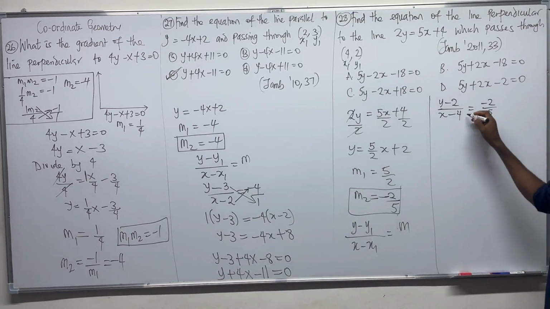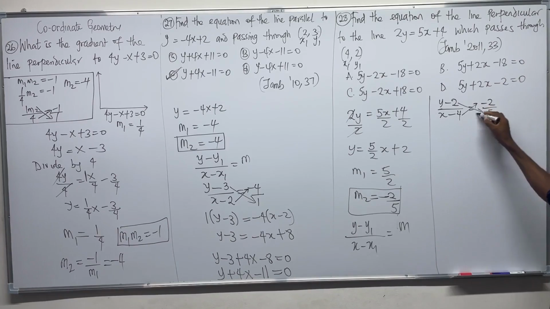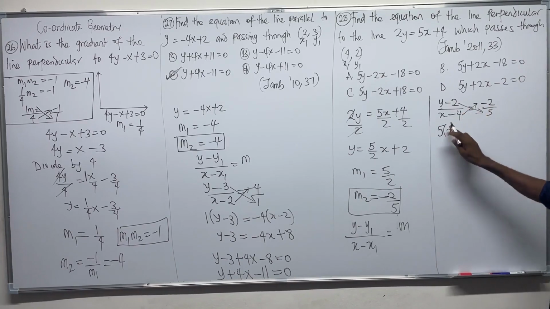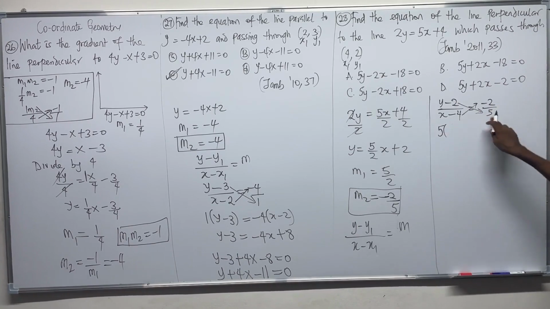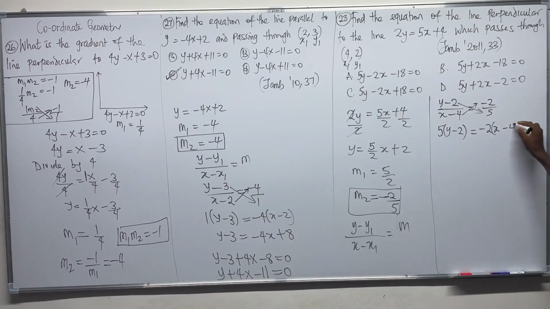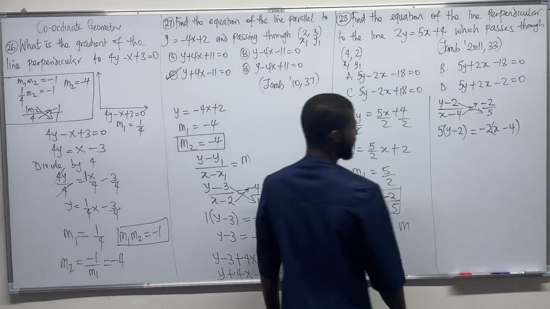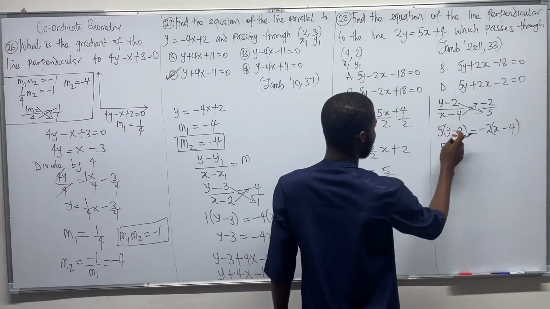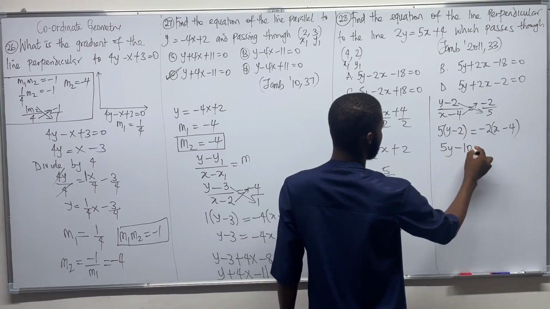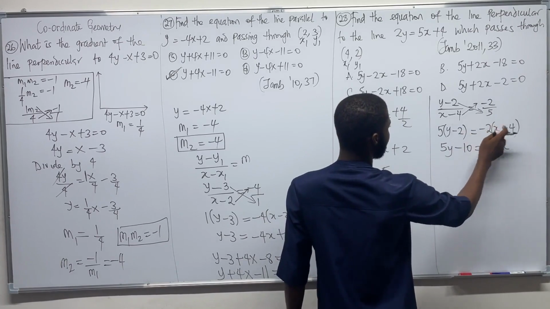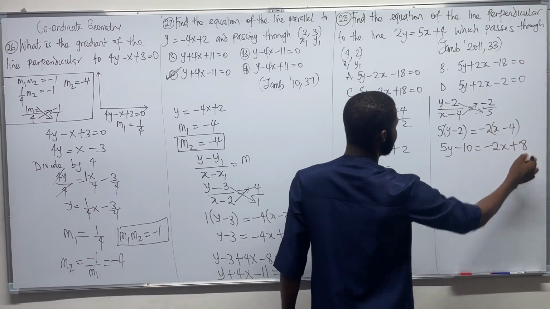Now let us cross multiply. So this will times this, and this will times this. So 5 is going to times this. So this is 5 brackets y minus 2, equal to minus 2 times this, so that's minus 2 brackets x minus 4. So let's expand. 5 times y is 5y. 5 times this 2 here is 10, so that's a minus 10. Minus 2 times x is minus 2x. Minus 2 times minus 4 is plus 8.